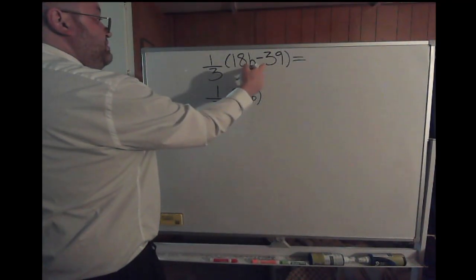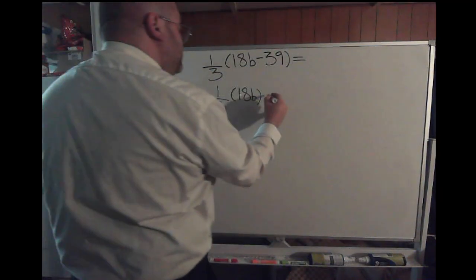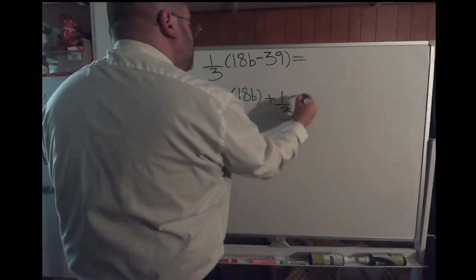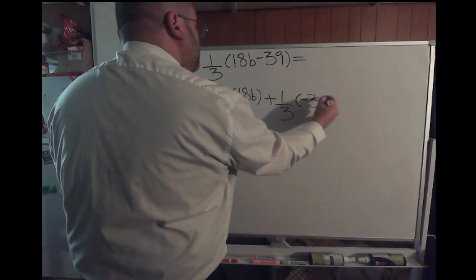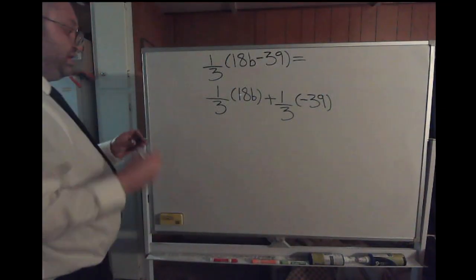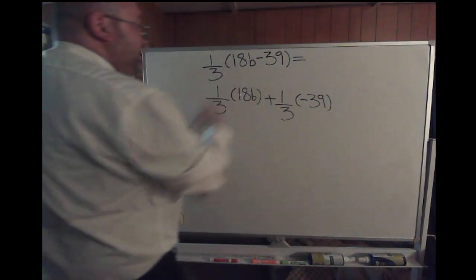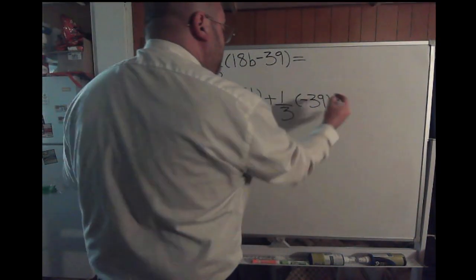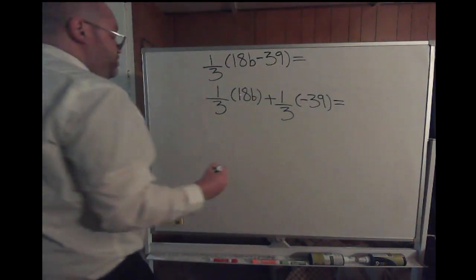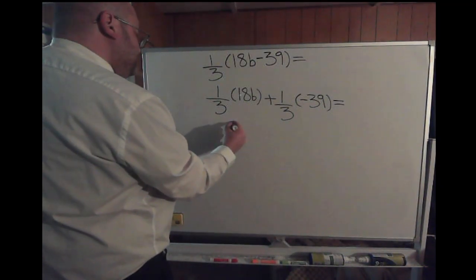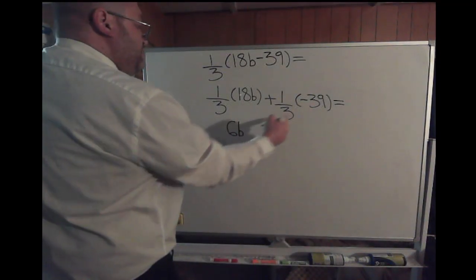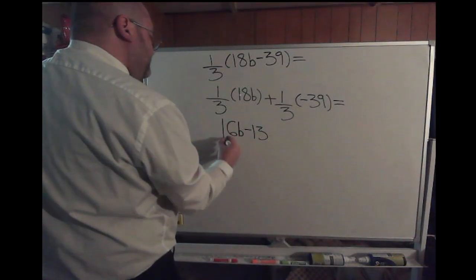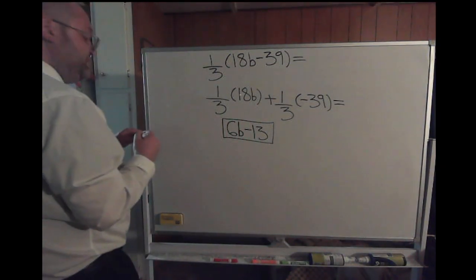Now, whenever you see inside the parentheses minus, remember that's plus a negative. So you'll have plus that 1/3 times negative 39. It's just best that you treat that minus as plus negative 39. So you'll have 1/3 times 18b plus 1/3 times negative 39, which we take 1/3 of 18, you get 6, so you'll have 6b. Then you have 1/3 of negative 39, that'd be negative 13, so you'd have 6b minus 13. So the answer you should get is 6b minus 13.